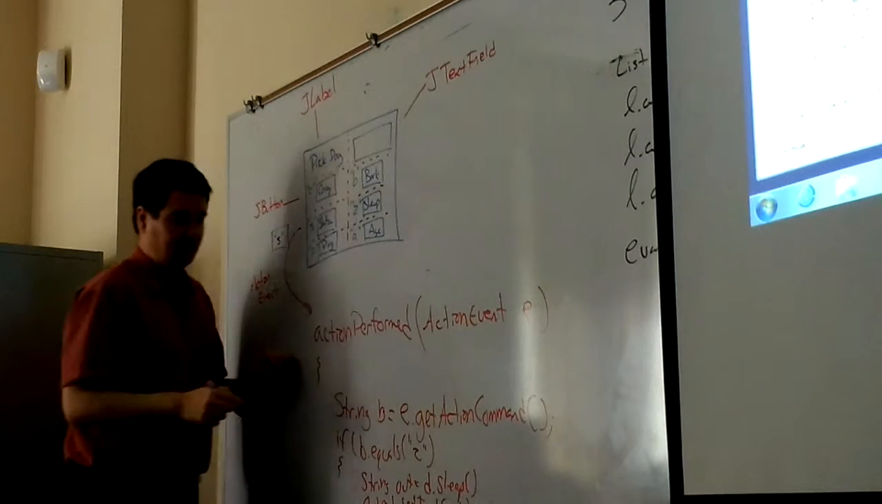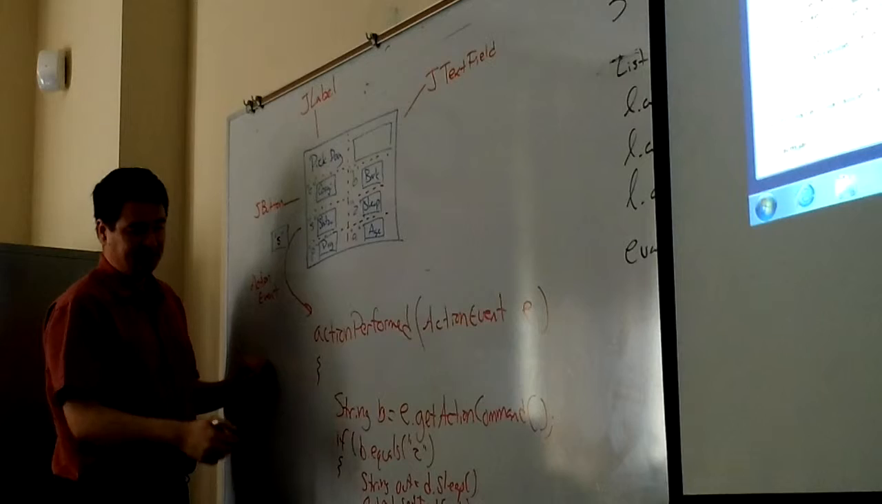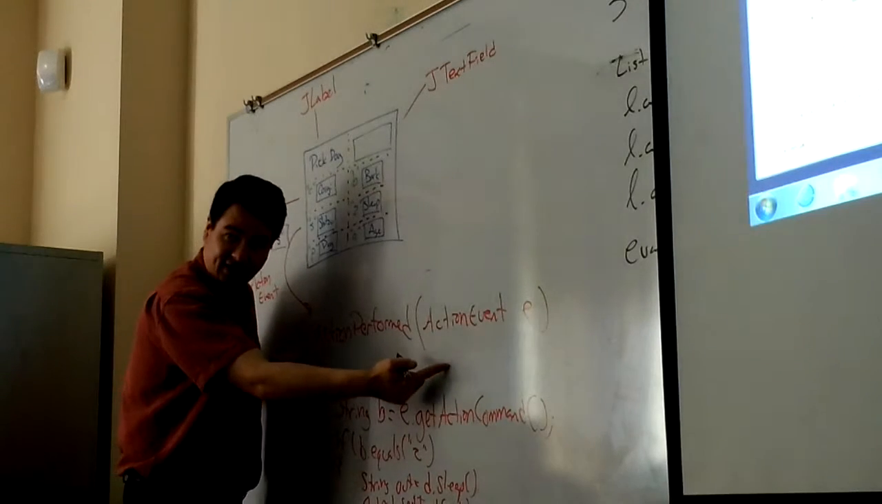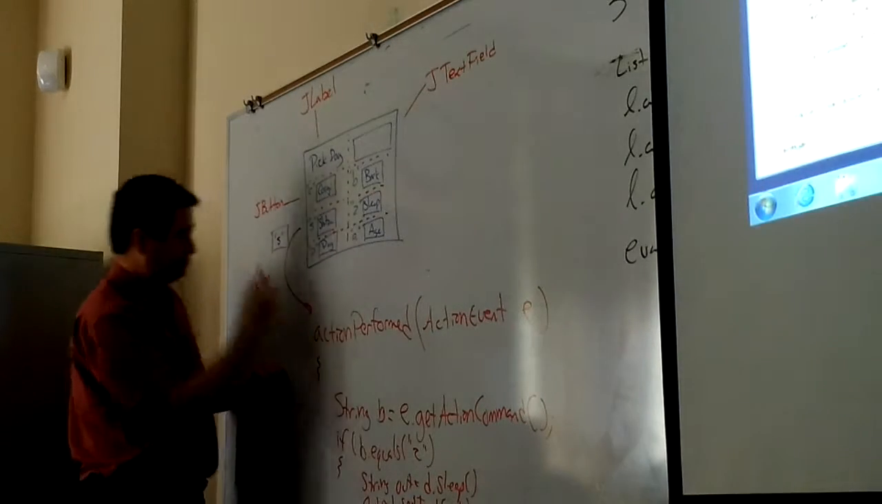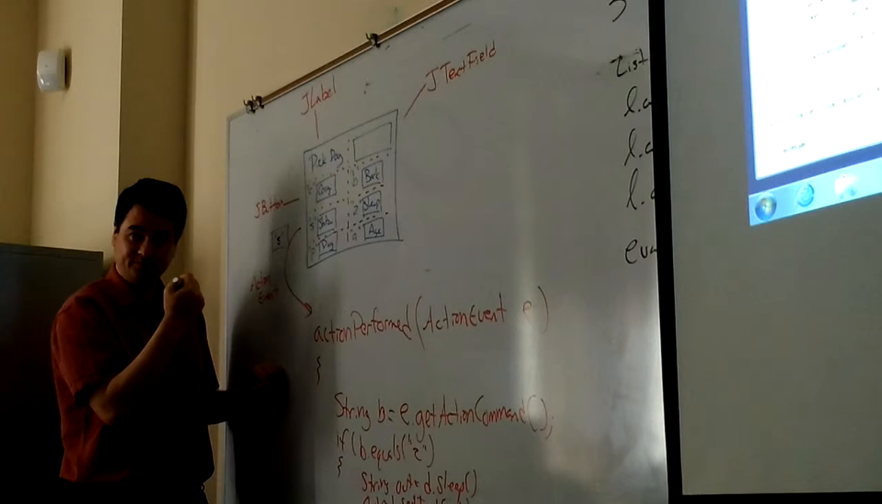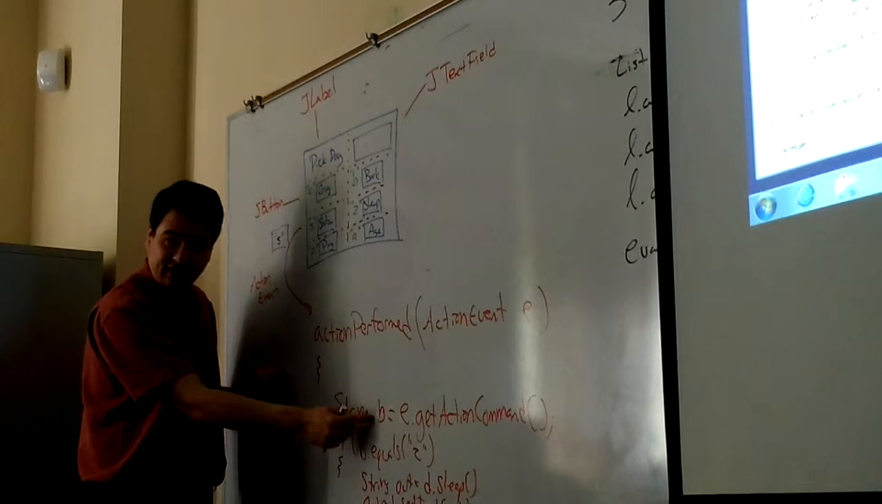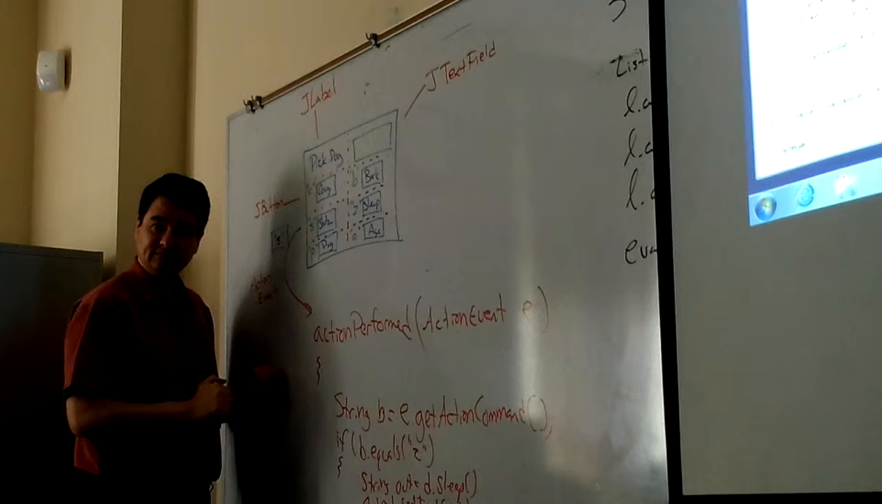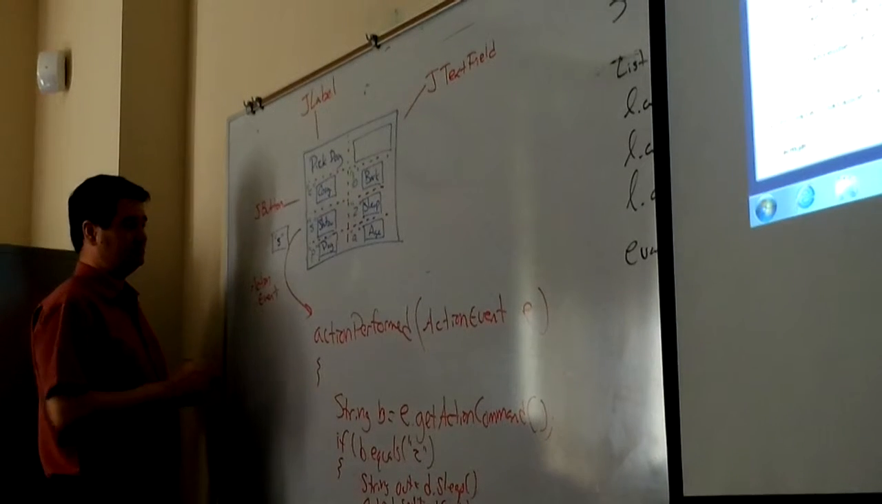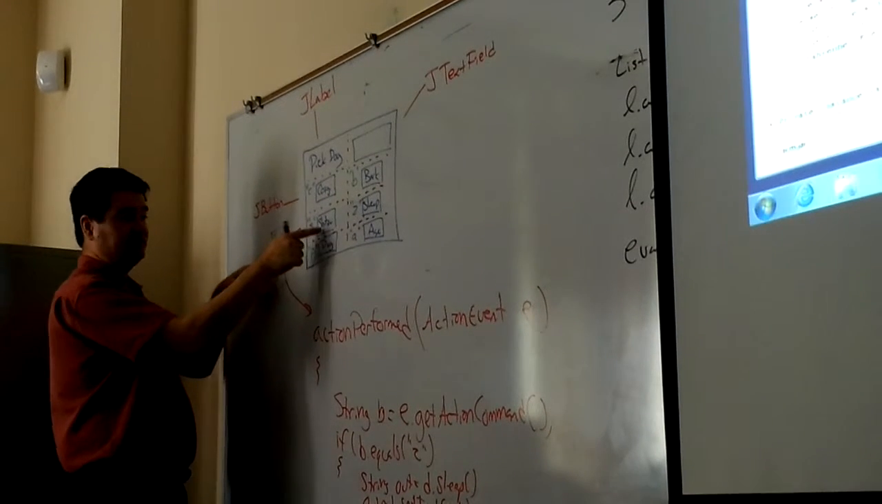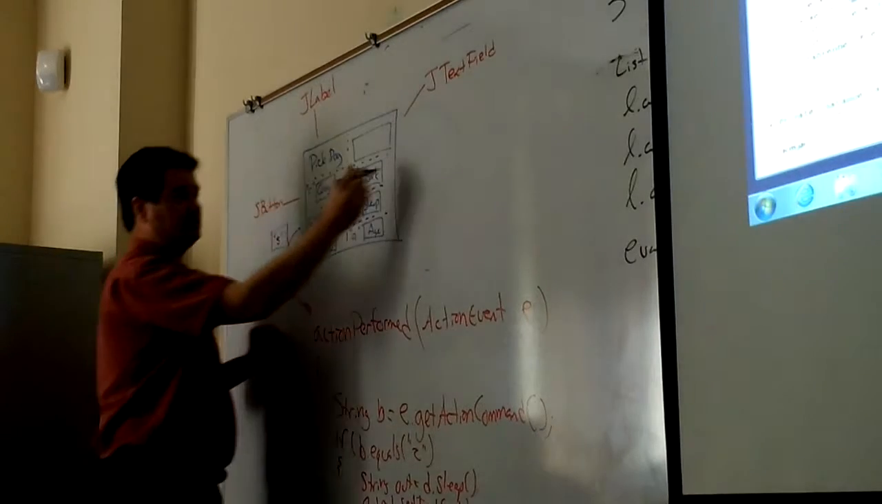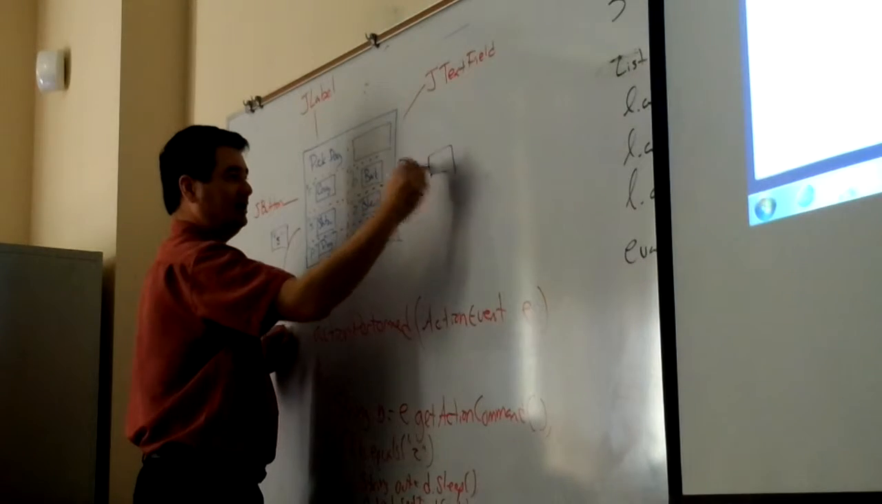So inside your action performed, you receive this event object, and the first thing you need to do is pluck that string out of there, which is what we're doing right here. In this case it's S, from this button here. This one over here would generate an event that has a B in it.